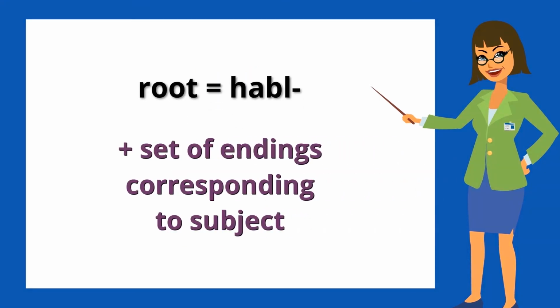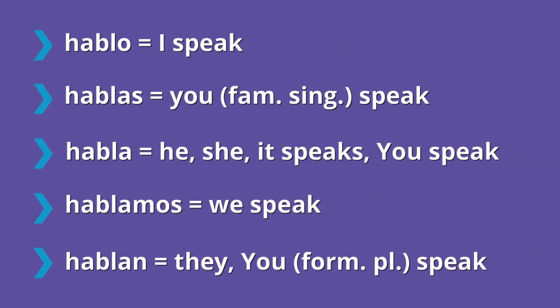To the root of the verb to speak, hablar, we add a set of endings that correspond to all possible subjects. Hablo is I speak. Hablas is you, singular speak. Habla is he, she, it speaks, or formal you speak. Hablamos is we speak. And hablan is used for they speak or formal plural you speak.